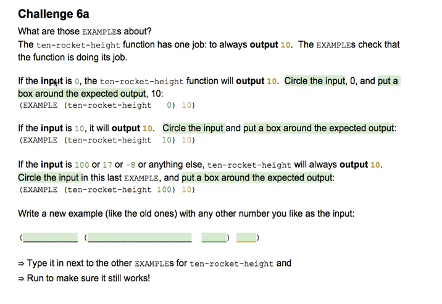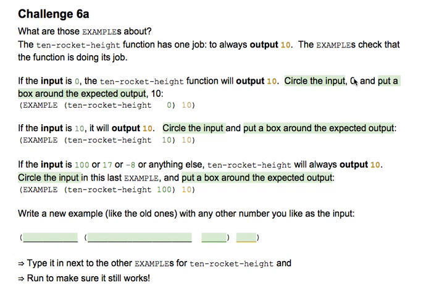So if the input is 0, right, so there's this function 10 rocket height and it's got some input. It's going to take something that you give it, that's an input. Let's say that input is 0 because in this case the 10 rocket height function is a function from numbers to numbers. So the inputs will all be numbers, the outputs will all be numbers. So let's say the input is 0, right? Then the 10 rocket height function will output 10. That is its job. One job, always output 10.